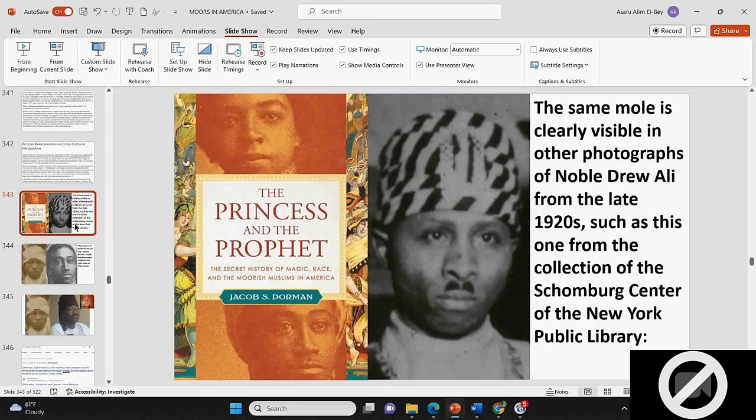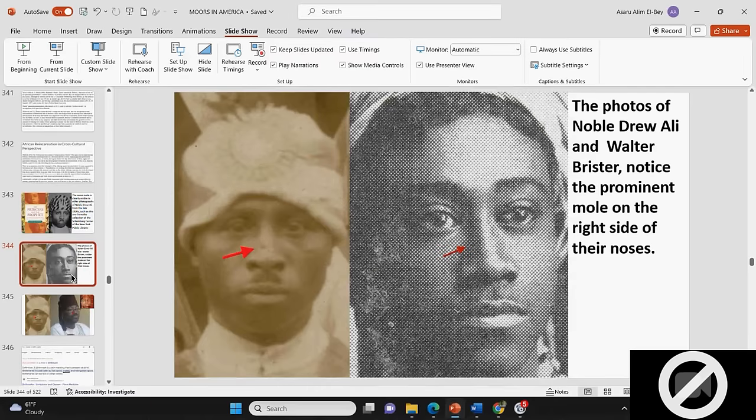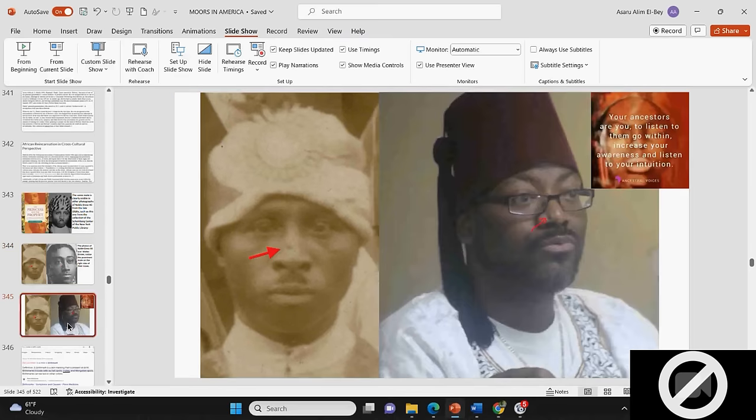Jacob Dorman, D-O-R-M-A-N, Dorman. Okay, I got you. All right. So this is a picture of Noble Drew Ali, and who he claimed Noble Drew Ali is, is Walter Brister, which we disagree with. Okay? Notice the prominent mole on the right side of the nose. Okay, well, yeah, I got one too on the right side of my nose.